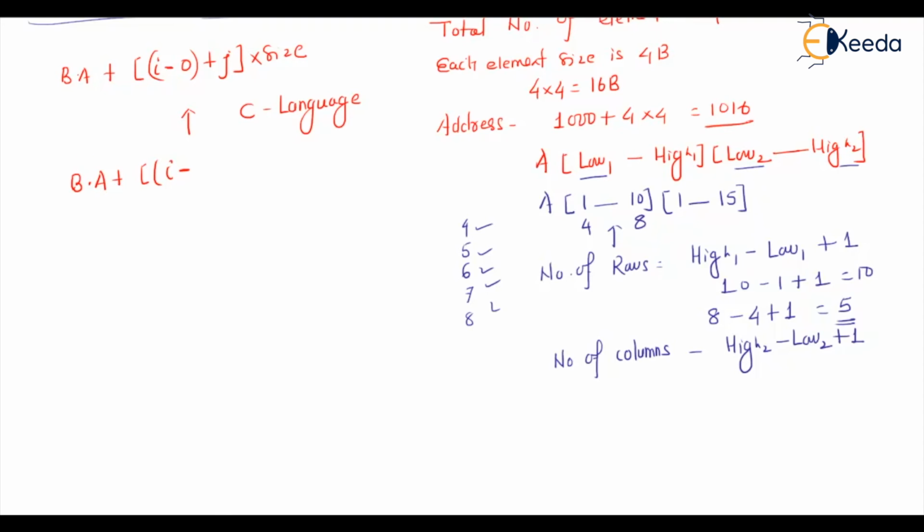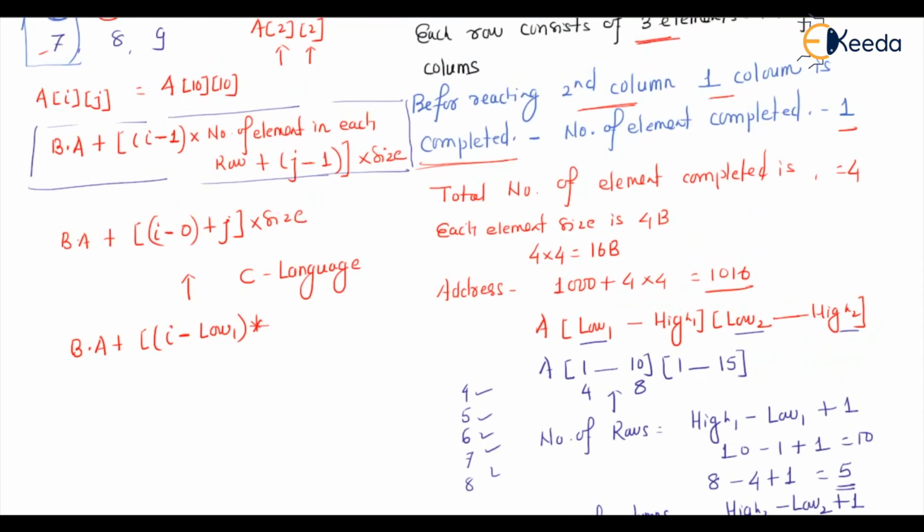So base address plus I minus what? I minus lower. This is the row 1, this is the column 1. So I'll write here low 1 multiplied by what? In the original declaration, what is the value? How many elements are in the column? Just recall here, go back and see the number of elements in each row, and the number of elements in each row will be equal to what?